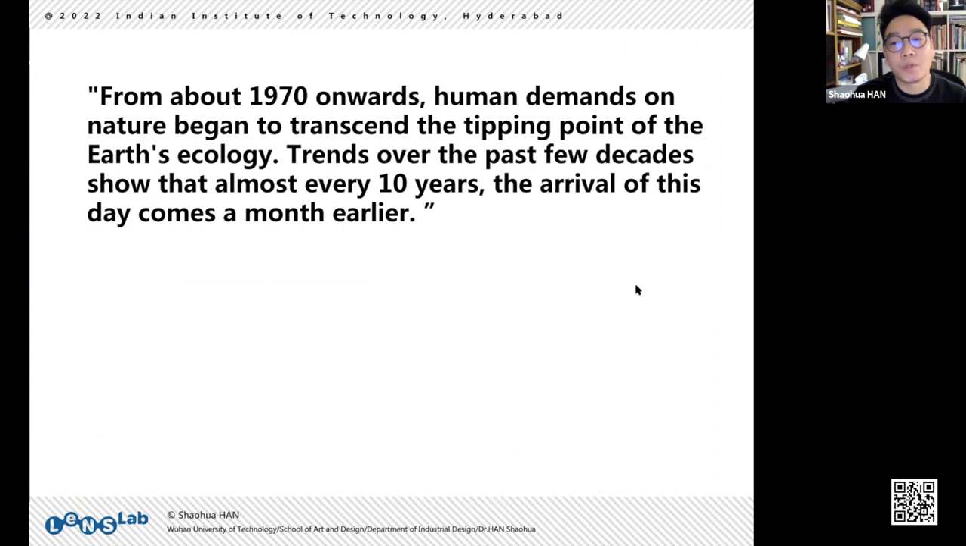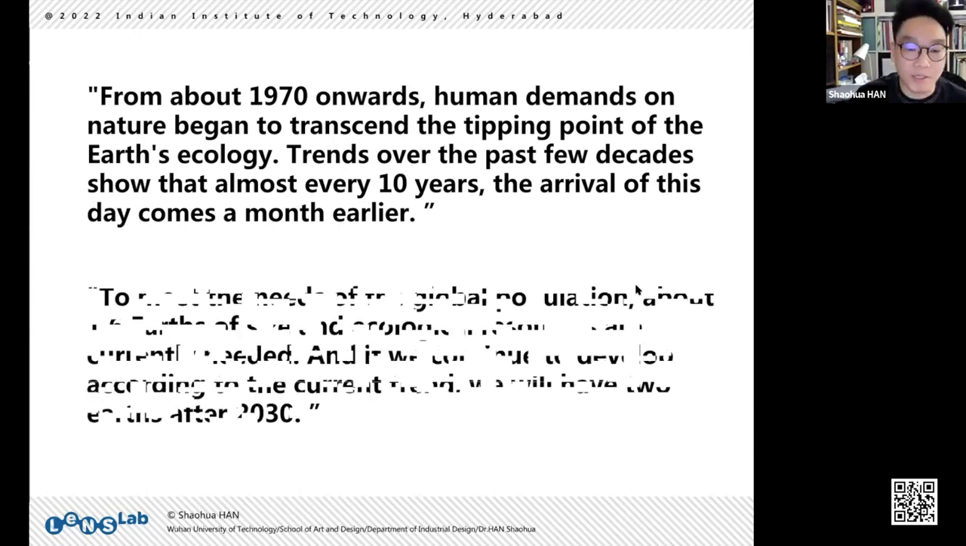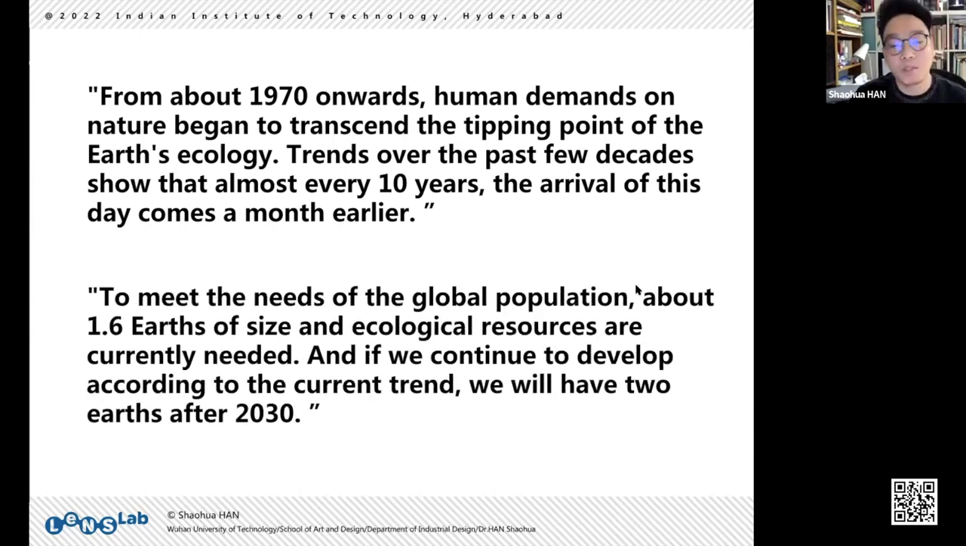Over the past few decades, almost every 10 years, the arrival of this day comes a month earlier. At present, about 1.6 Earths of size and ecological resources are needed for the global population. And if we continue to develop according to the current trend, we will need two Earths after 2030. So 2030 is a key time, and we need to do many things before then.